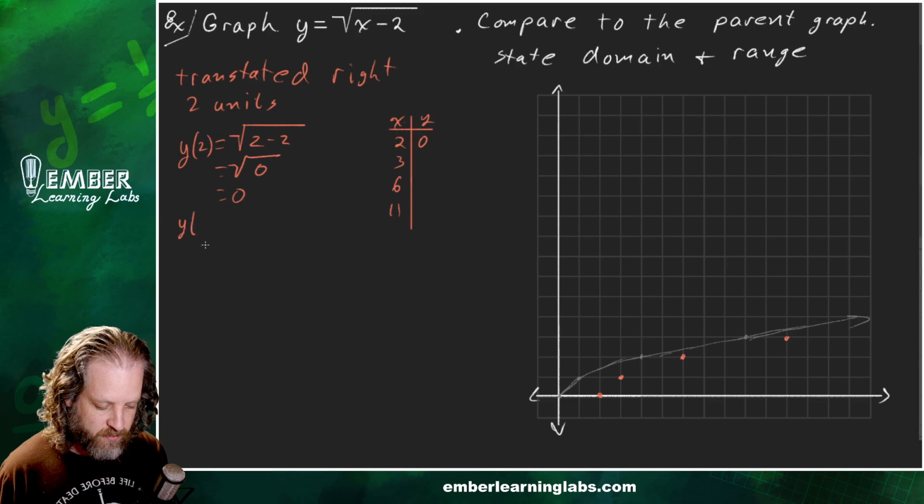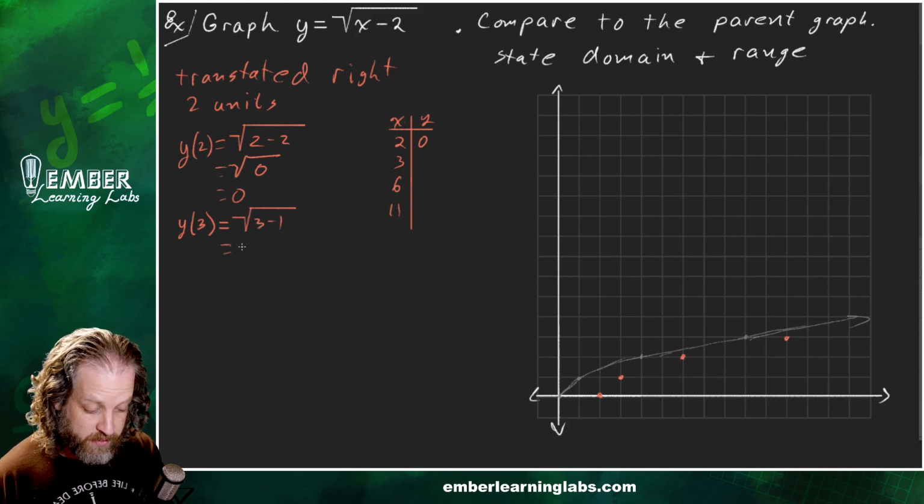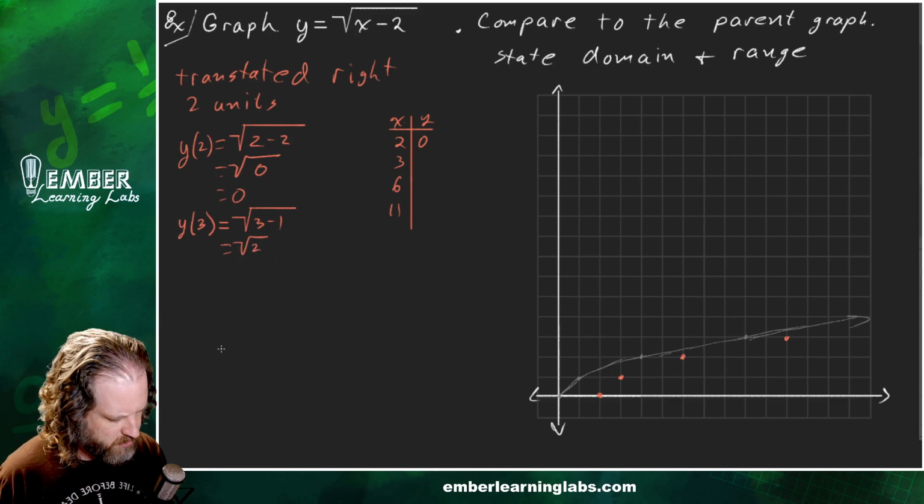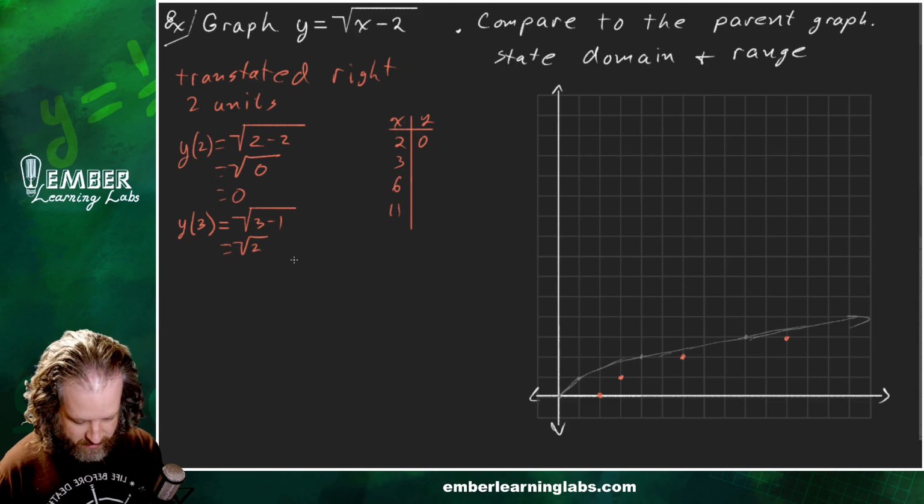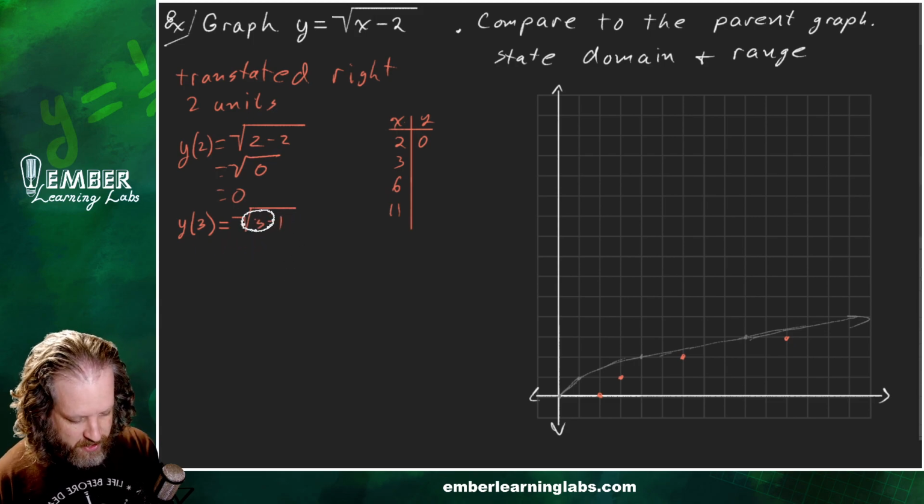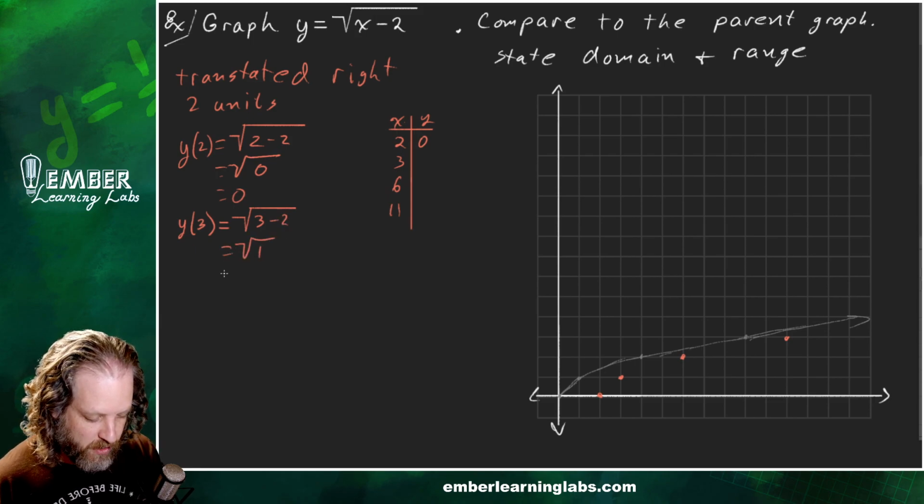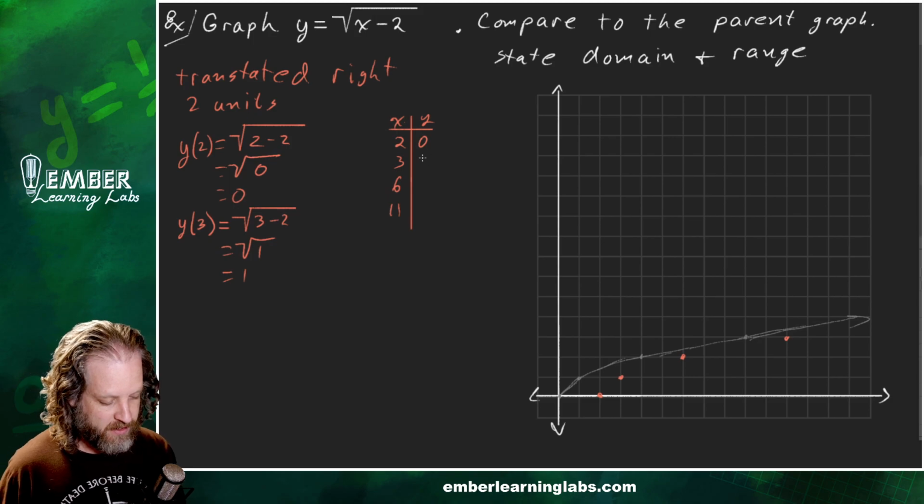Let's do the next one. Y of 3 equals the square root of 3 minus 1, which would equal the square root of 2. Oh, it would, but that's not what it's supposed to be. Good try, but no. 3 minus 2. If I write the right numbers, it'll help, right? So that equals the square root of 1, which equals 1. Great.